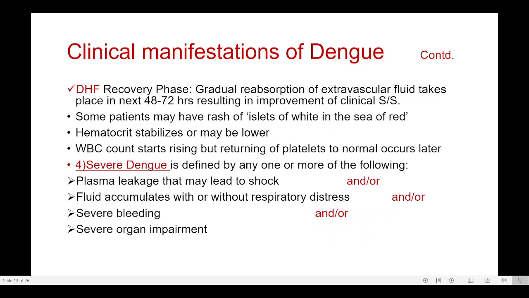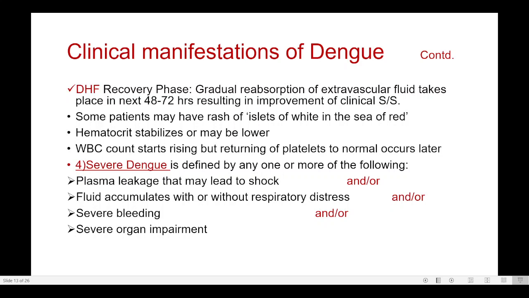And coming to the recovery phase of dengue hemorrhagic fever. In this condition, there is gradual reabsorption of the extravascular fluid which had occurred due to plasma leakage, and this recovery phase is found in the next 48 to 72 hours. So, the critical phase lasts for 24 to 48 hours, and if the patient survives the critical phase, then the next 48 to 72 hours is the recovery phase, where we can see the improvement of the vital signs.